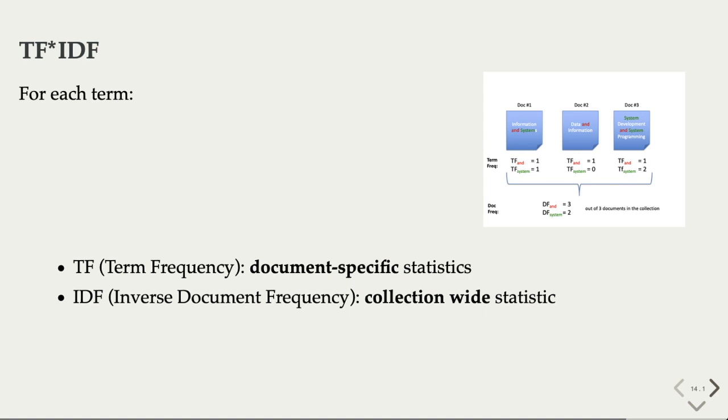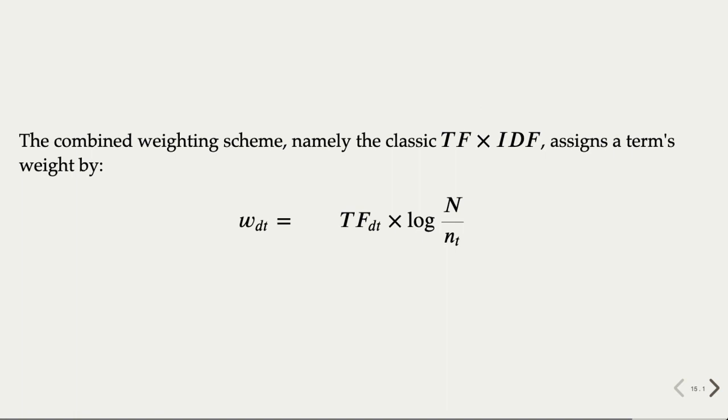The TF, the term frequency, is the document-specific statistic for each term. IDF, on the other hand, is a collection-wide statistic for each term in the whole collection, regardless of which document it appears in. So they address two separate aspects of term weighting and are often combined for document representation. The combined weighting scheme, the classic TF-IDF, assigns a term weight by multiplying TF and IDF. So the weight of term t in document D is the TF, how many times the term t appears in the document, times log n divided by nt, which is IDF.